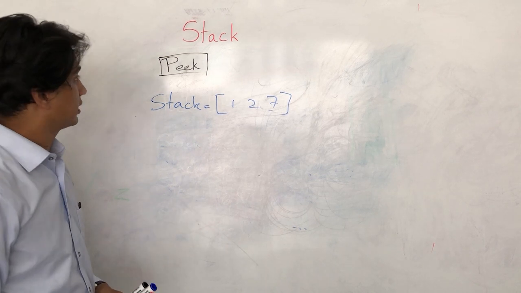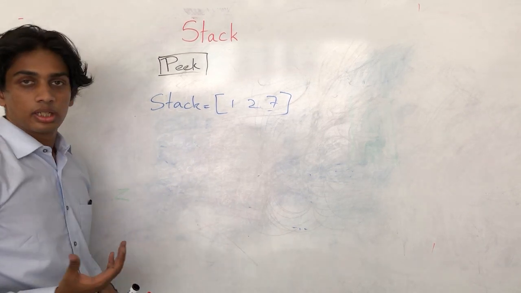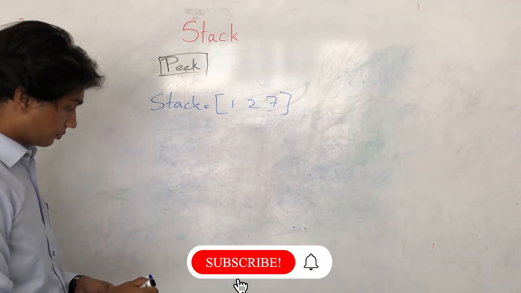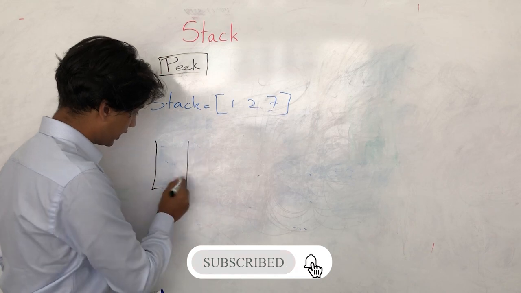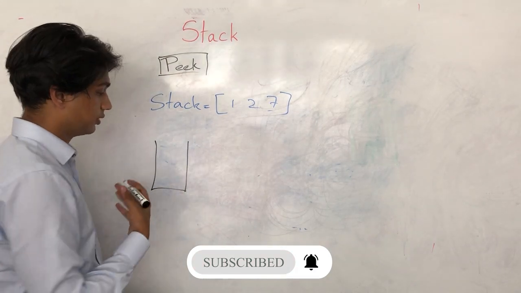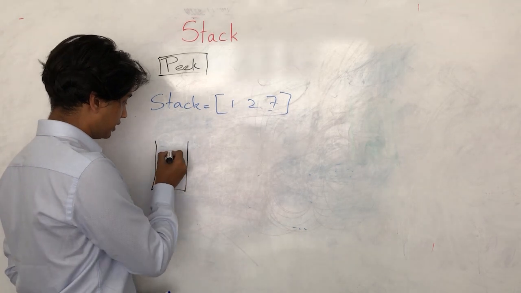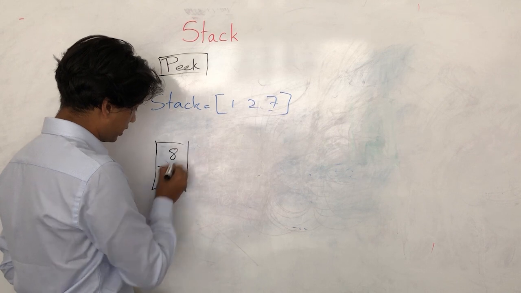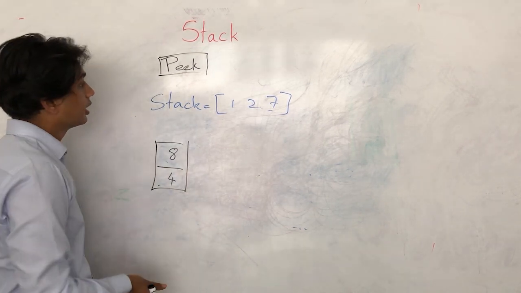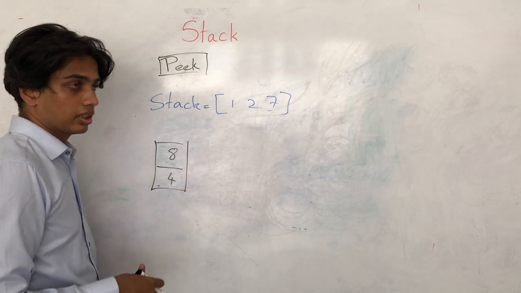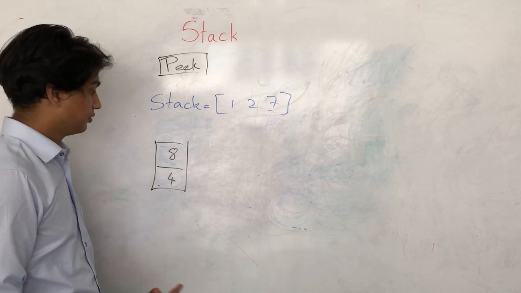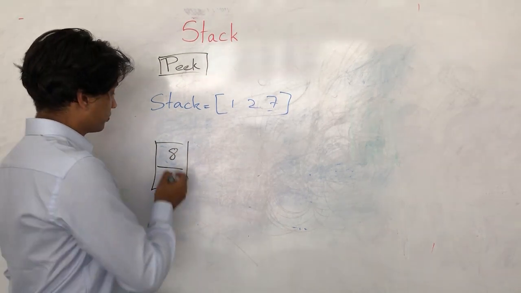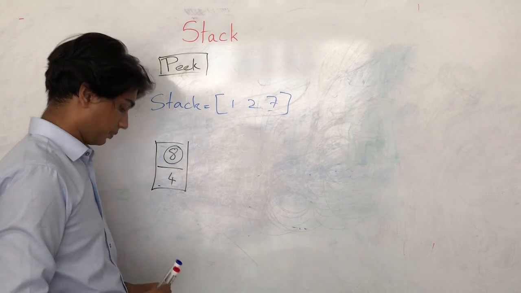In the peek method, what we do is peek at the first element in the stack. For example, suppose we have a stack like this with 2 elements, let's say numbers 8 and 4. If we use the peek method here, then I will have a value, which will be number 8.